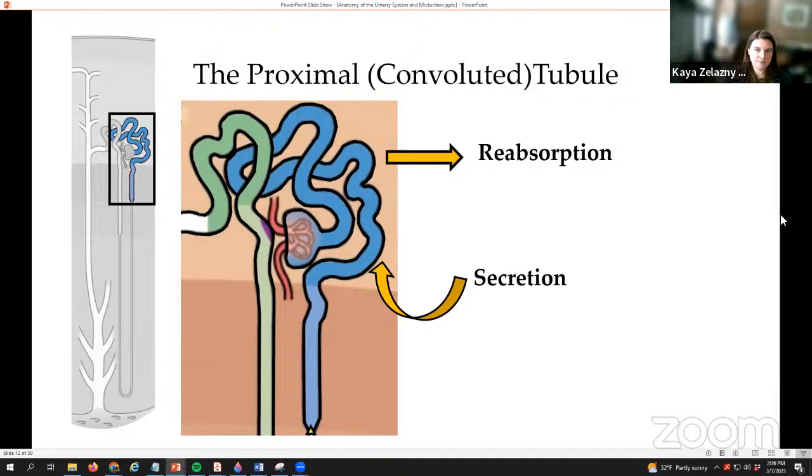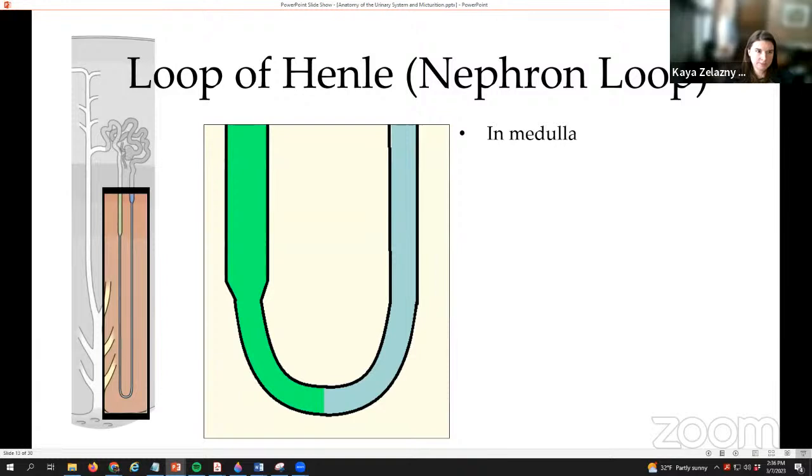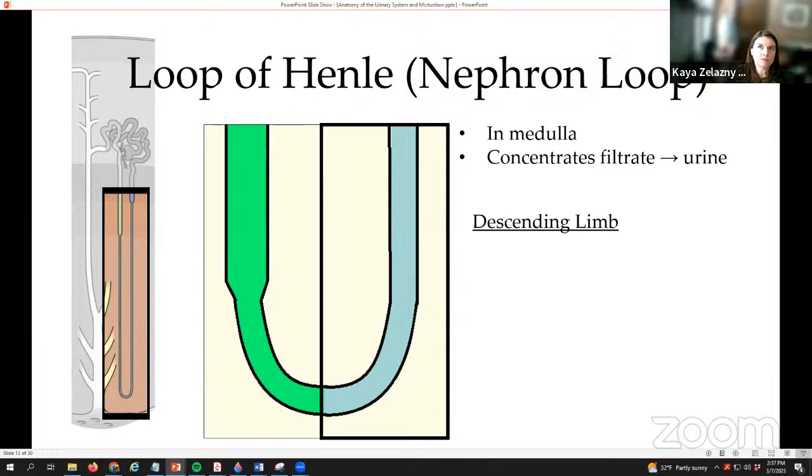So this is called the loop of Henle or the nephron loop. It's located in the medulla, so inside those renal pyramids. And its purpose is really to concentrate that filtrate into urine, largely. This process is going to continue in some of these more distal structures, but a lot of it is happening in the loop of Henle. And we're going to be creating this very salty environment in our medulla. So basically the interstitial fluid in the medulla and in the cortex is going to be different because of this loop of Henle.